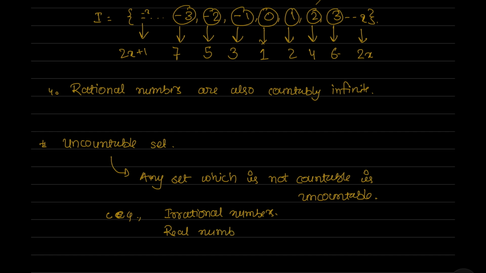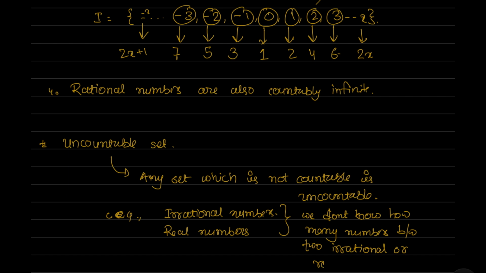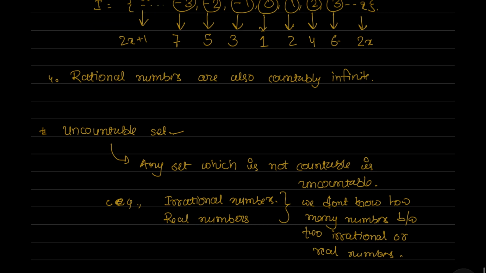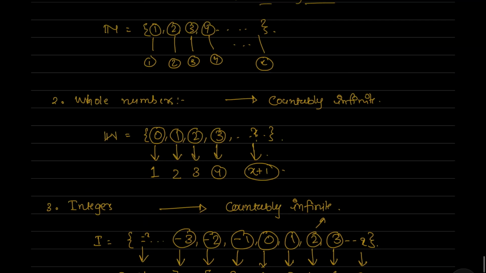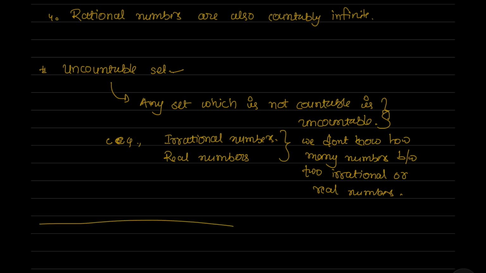The major reason for this is that we don't know how many numbers there are between two irrational or real numbers. This is one of the major reasons why this happens. But this is a proper definition, an easy definition of an uncountable set. Any set which is not countable is uncountable. This is basically the negation of countable. Alright, so at this point we have finished set theory.